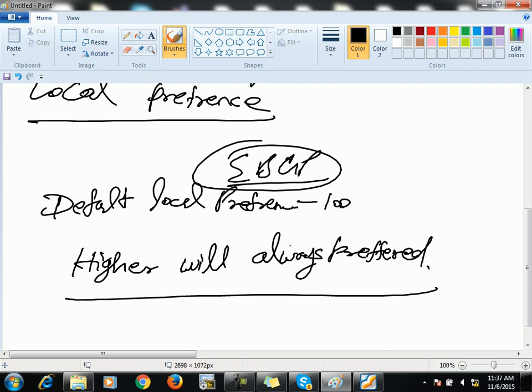And also it is not locally significant. It will be carried forward within BGP updates. So if you modify local preference on one device, it can affect other routers' path selection as well, and we will be doing that actually. That is why we will be using local preference. And in production environments, we mostly use local preference for path selection manipulation.